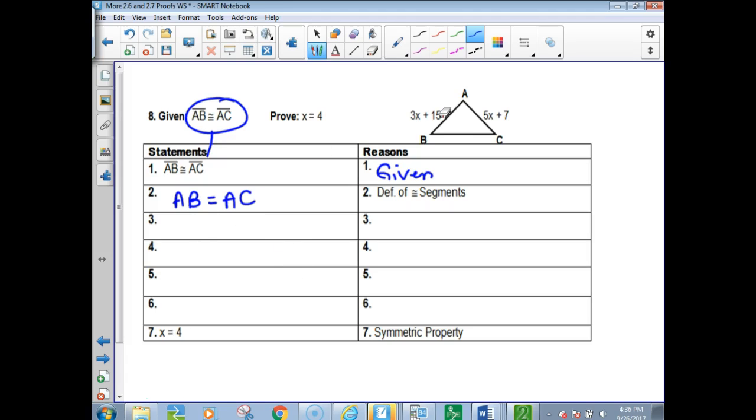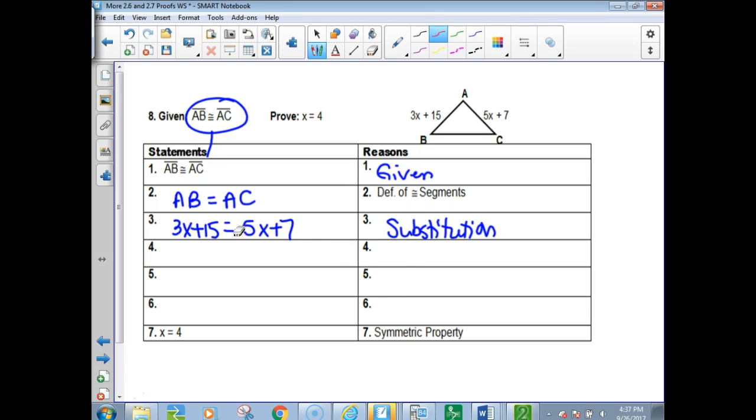At this point, we look at our diagram and we see a 3x plus 15 on AB, so I'm going to make a trade. I'm going to put in 3x plus 15 in for AB, and I'm going to put in 5x plus 7 in for AC, which was making a substitution. We substituted something equivalent to AB, which was labeled on the diagram.